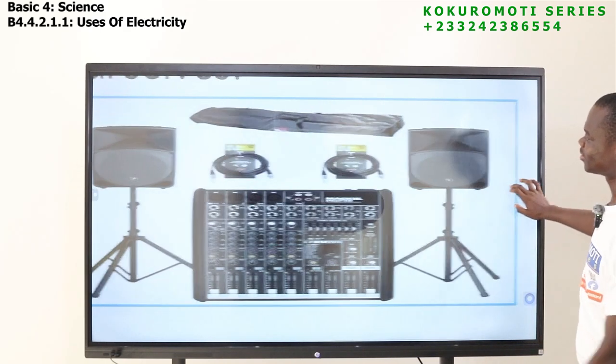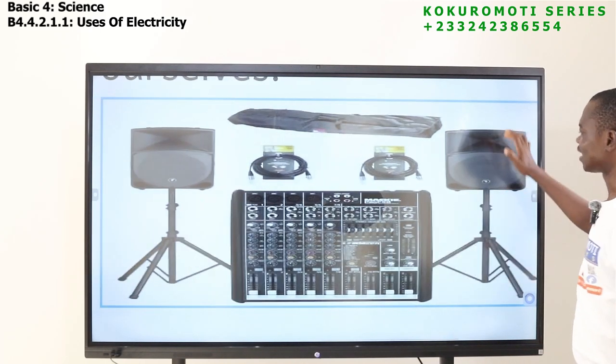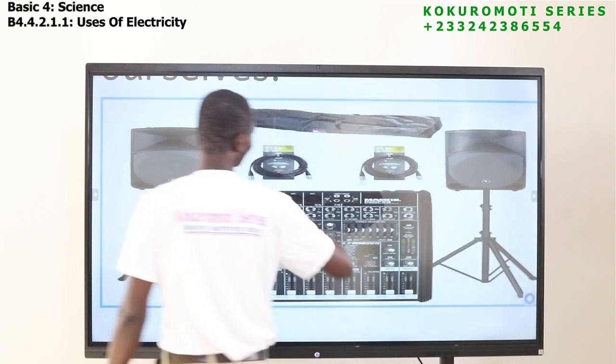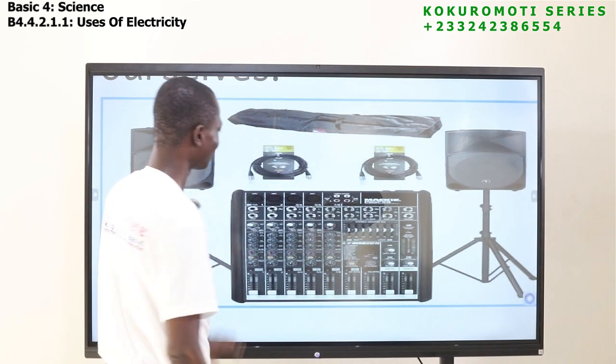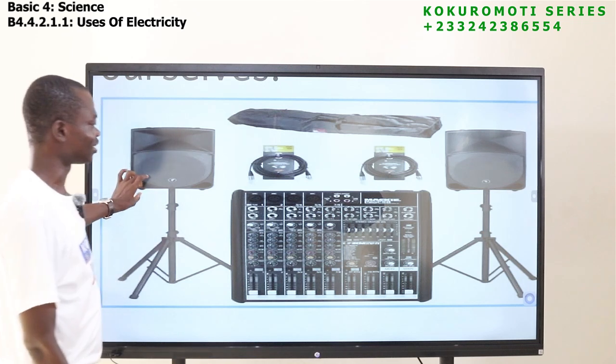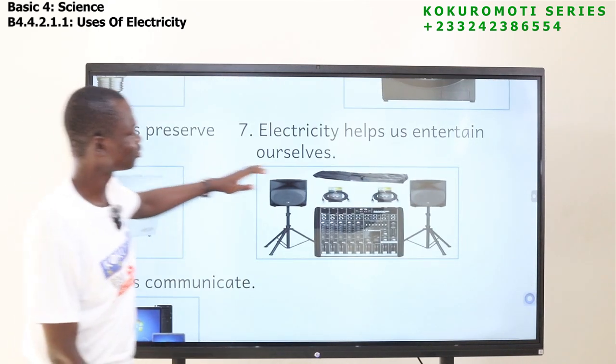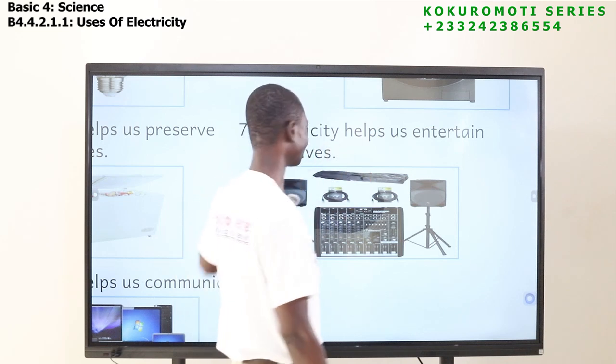The next thing. Oh, what do you see here? Tell me, what do you see here? I can see speakers here. These are cables, speakers. I can see something here, and this one too, for entertainment. Yes. Okay, so electricity helps us entertain ourselves.